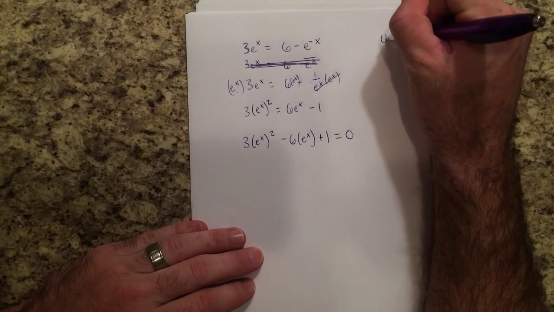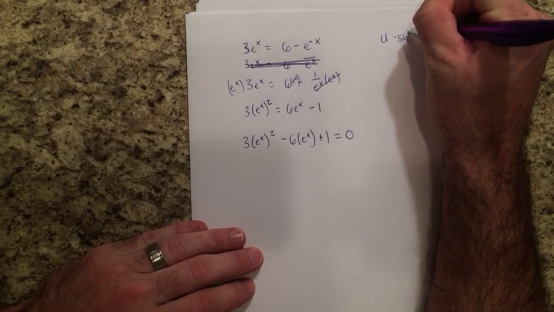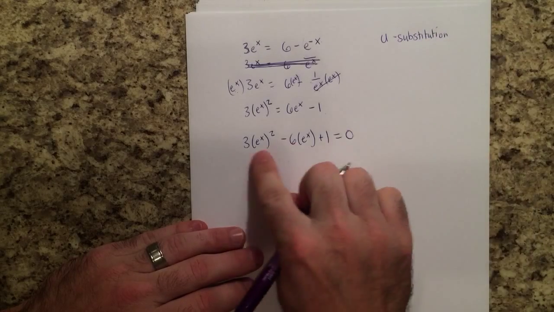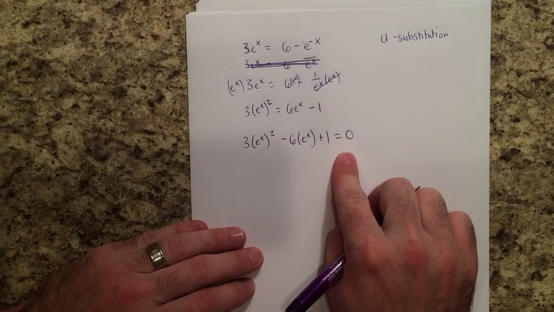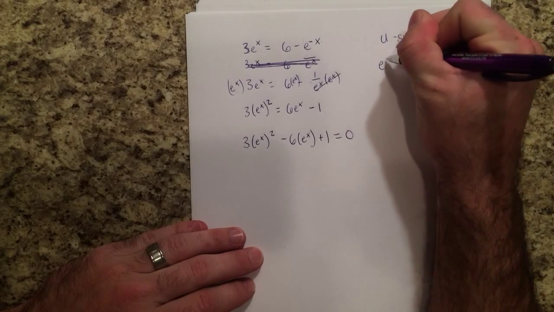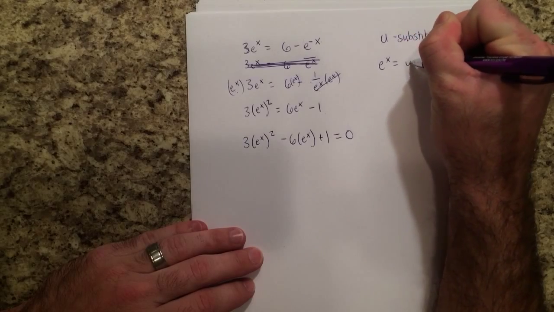We have to use something called U substitution. So what I have here is a quadratic equation, but it doesn't look like a quadratic equation. So what I'm going to do is I'm going to let e to the x equals u.